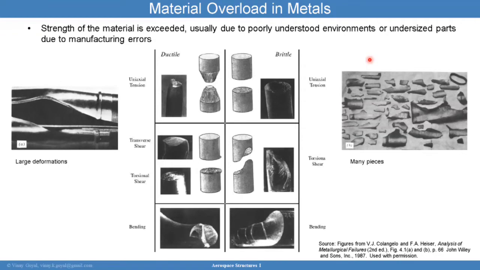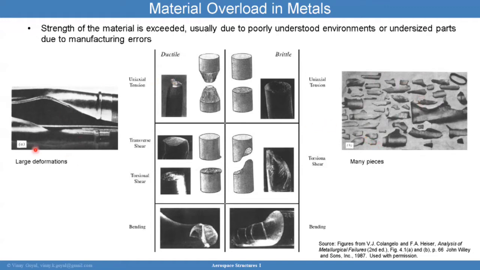So what is material overload in metals? The strength of the material is exceeded. That's the bottom line. Anytime you exceed the strength of the material, we call that material overload. And it can occur due to poorly understood environments or undersized parts due to manufacturing errors. Here on the right-hand side, we have many pieces that failed, and these pieces came from a single component. This is more akin to a brittle failure.